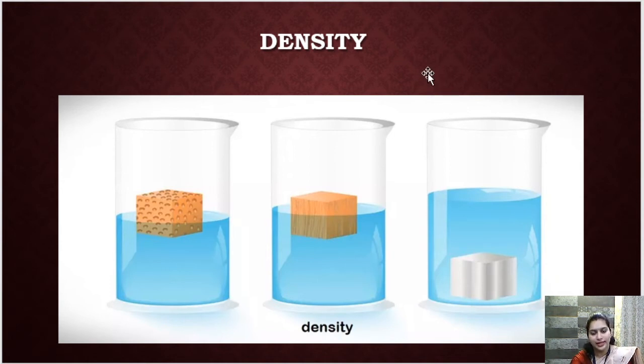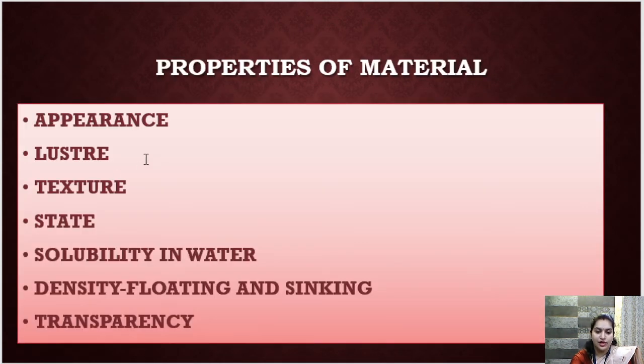We'll go to the text to see what is written. Okay, don't worry about that. So this is one property of the matter. Then we have another property. So we are done with a few properties. So we have gone through luster, texture, state, solubility in water, density, floating, sinking. Then coming on to transparency.